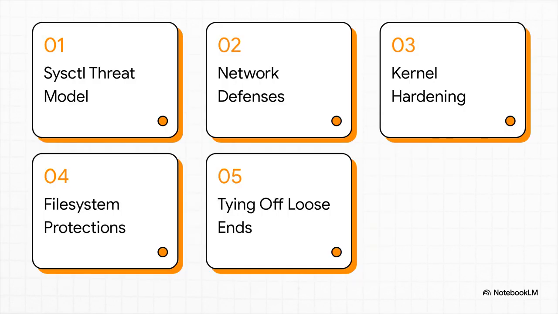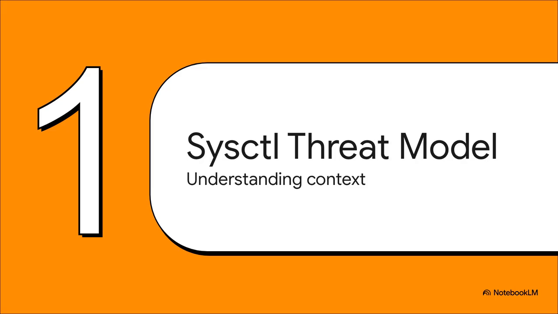We'll kick things off with Section 1, the sysctl threat model. Then we'll build our outer moat in Section 2 with network defenses. After that, we reinforce the inner walls in Section 3 with kernel hardening, lock down the vault in Section 4 with file system protections, and finally, wrap it up in Section 5 by tying off some loose ends. Let's start with Section 1, the sysctl threat model.